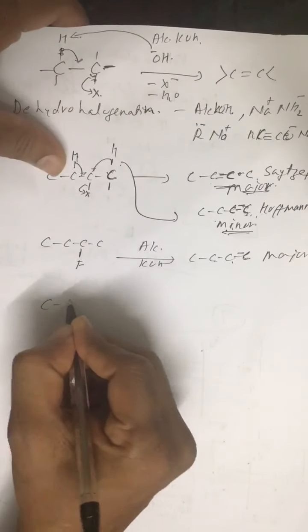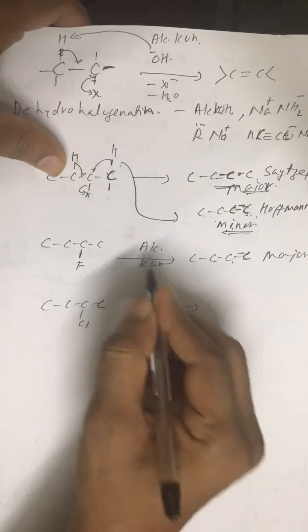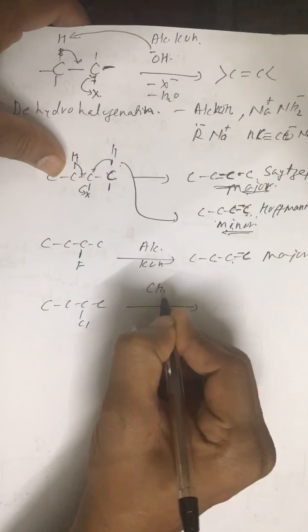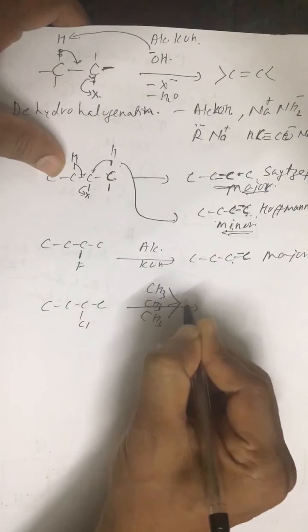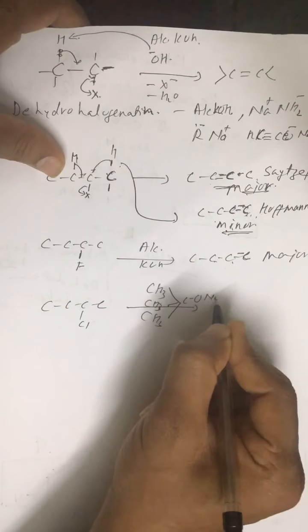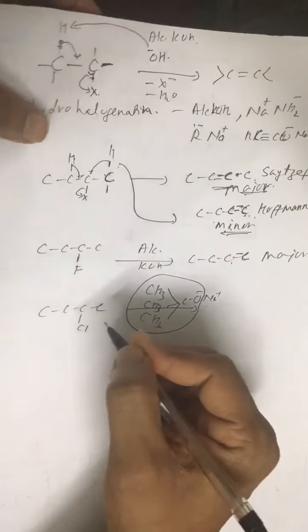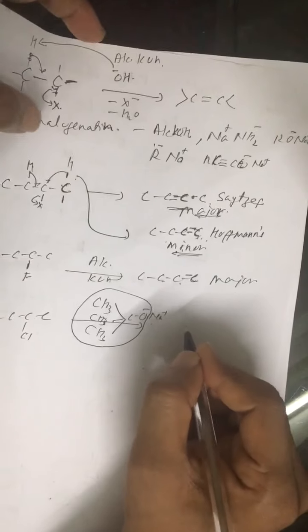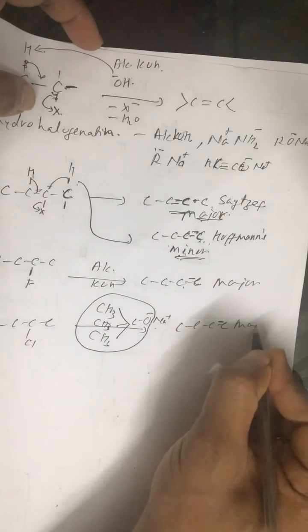Second, if you use a normal chlorobutane and you are using a bulky base like (CH3)3CONa, you are using a bulky base. In that case also you don't get 2-butene as the major product, rather you get 1-butene as the major product. So this is the second case.